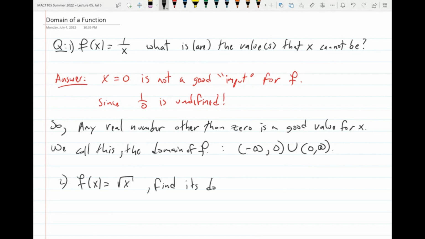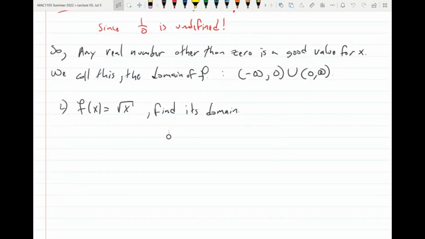Find its domain. So what's the domain for this function? Wait for somebody else. So what's the domain for this function? 0 to infinity. Greater than 0, right? So 0 to infinity. Remember, like what we just said.